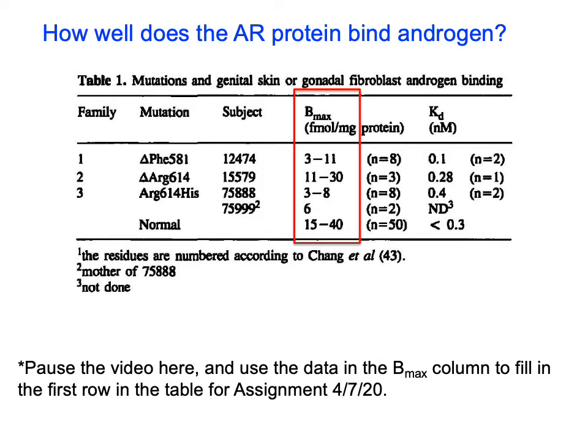Okay, so you can see normal is 15 to 40 femtomoles per milligram of protein. So that at the bottom is our control. And you can see that for all of the family members, the values are lower than that. Some are more significantly lower than others.